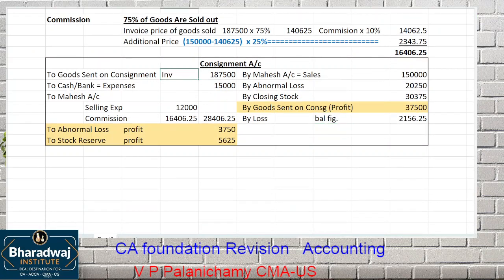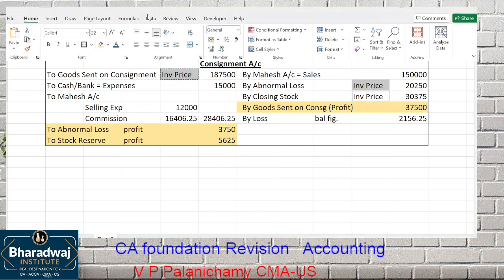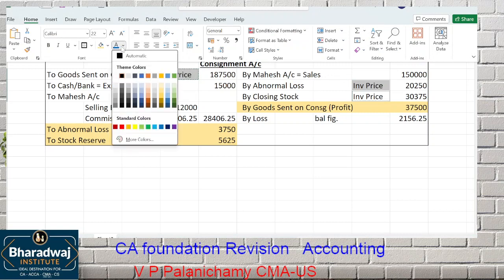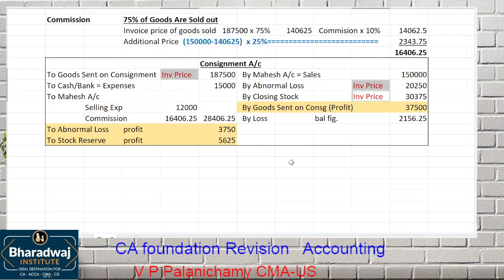This is at invoice price. This is at invoice price. And even this abnormal loss and closing stock, everything is at invoice price. That is why we are removing the profit on the opposite side.